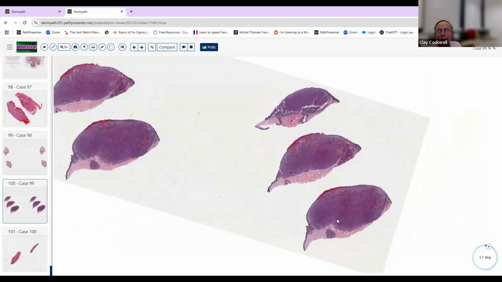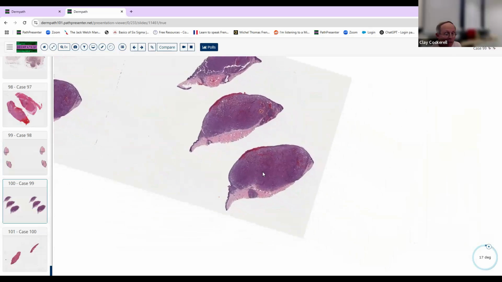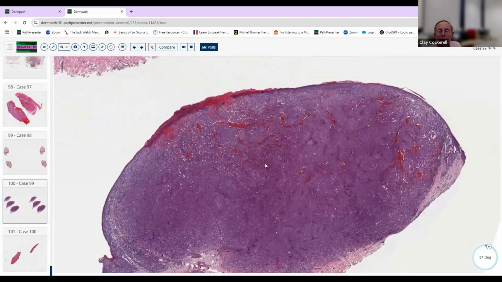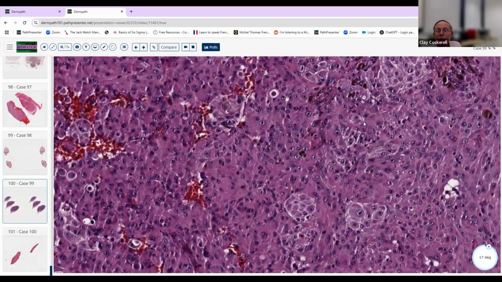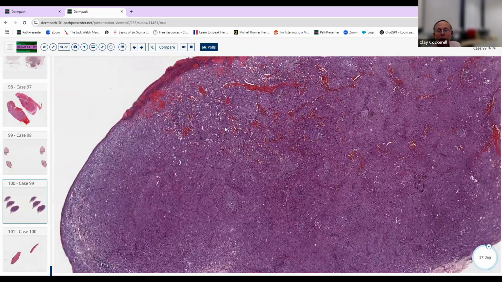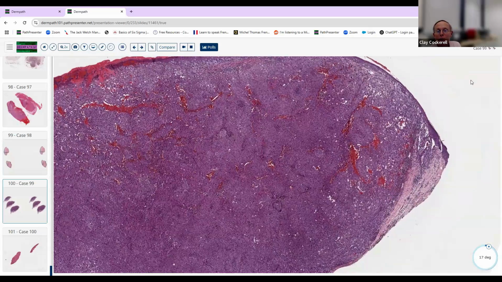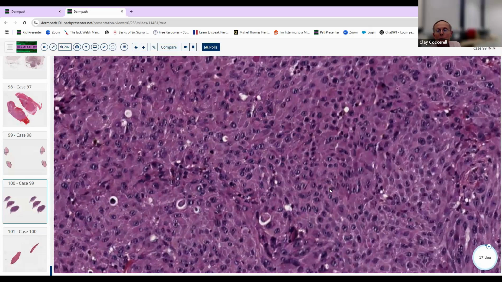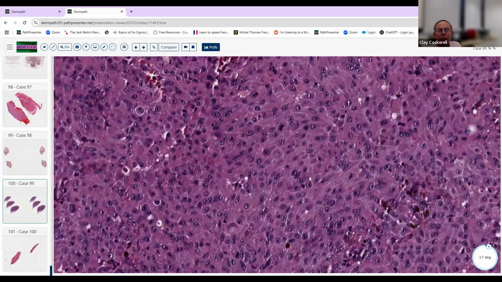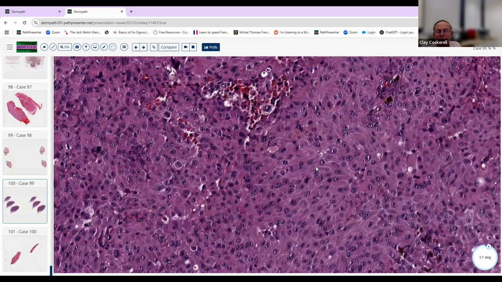Okay, now we're at the next to last case: nodular malignant melanoma, sheets of atypical melanocytes. So again, we have a few melanocytic lesions to close off with. This is a nodular malignant melanoma. A lot of atypical cells, a lot of mitotic figures. Pretty straightforward. Lots of mitoses.